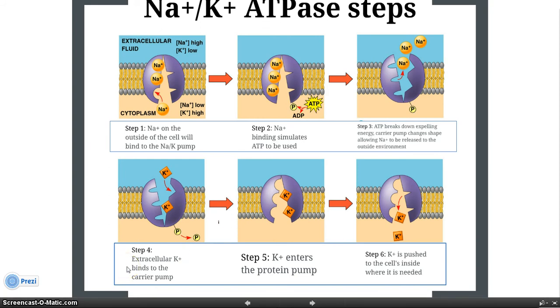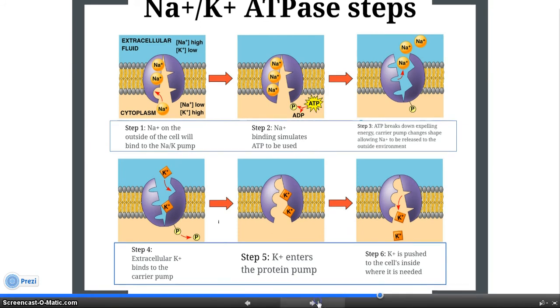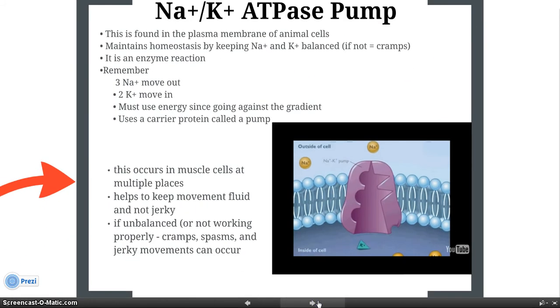Step 4 then allows the extracellular potassium to bind to the carrier pump. Step 5, potassium can then enter the protein pump. And then finally, potassium is pushed to the cell's inside where it is needed. This is found in the plasma membrane of animal cells because it helps to maintain homeostasis by keeping sodium and potassium balanced. If they were not balanced, you would get cramps.